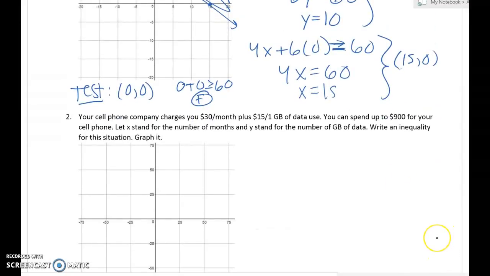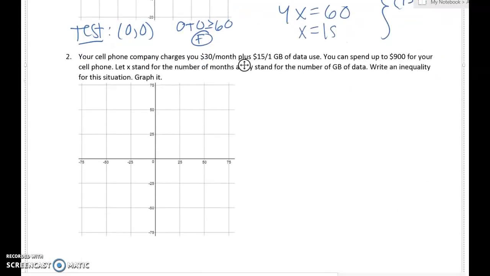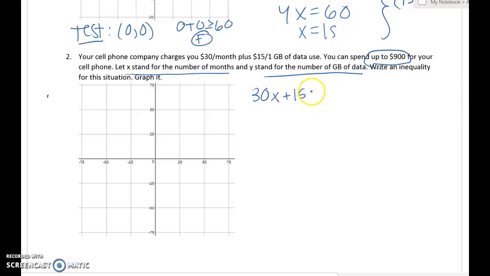The next example, your phone company charges you $30 a month plus $15 per 1 gigabyte of data use, and you can spend up to $900. So X is the number of months, and Y is the number of gigabytes of data, and we're writing an inequality. So in this case, it's $30 times however many months plus $15 times the number of gigabytes. And it's up to $900, so less than $900, because the way this is worded, we'll assume $900 is not included. As far as graphing, we'll do x and y intercepts again.